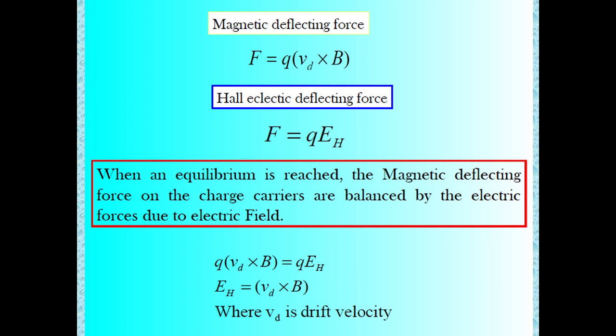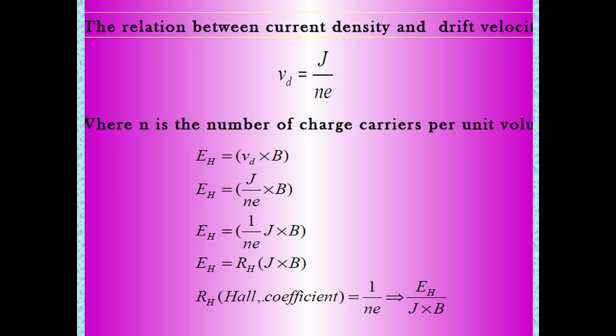Magnetic deflecting force F is equal to q v_d B. Hall electric deflecting force F is equal to q E_H. At equilibrium, the magnetic deflecting force on the charge carriers is balanced by the electric force due to the electric field. Therefore, q v_d B is equal to q E_H, so E_H equals v_d B, where v_d is the drift velocity. The relation between the current density and the drift velocity is v_d equals J by Ne, where N is the number of charge carriers per unit volume.